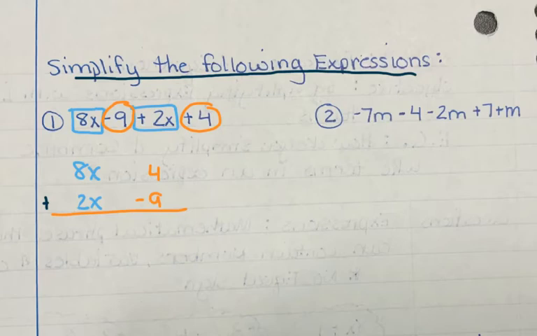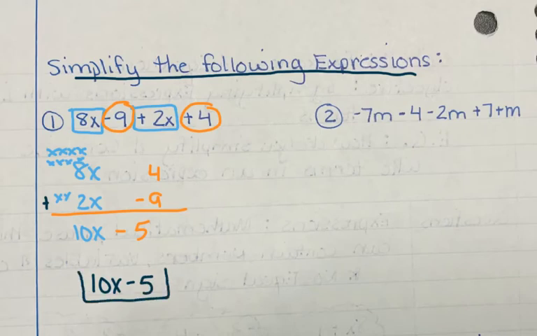What this really means is that I have 8 x's and then another 2 x's. If I were to add all of those up, it would give me 10x. And then over here, I have 4 plus a negative 9. That goes back to our rules of integers, so that's going to give me a negative 5. So this simplified to 10x minus 5. We know the problem is completely simplified if I have no more like terms to put together.